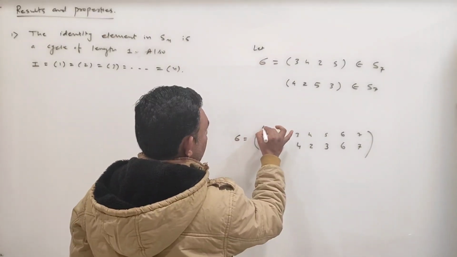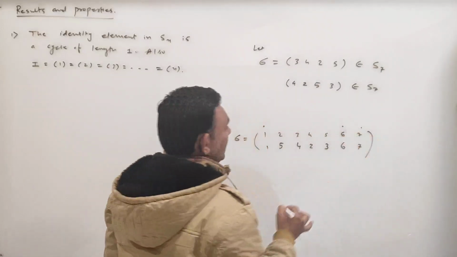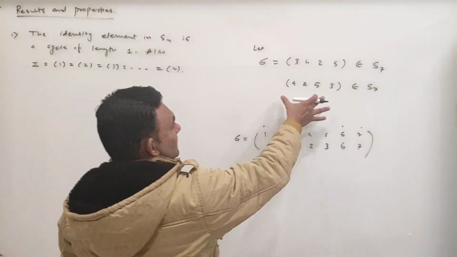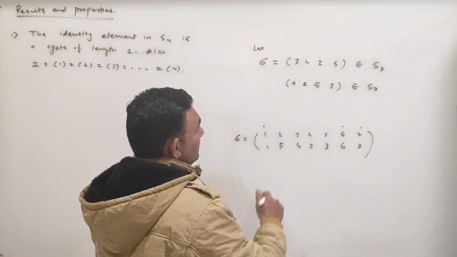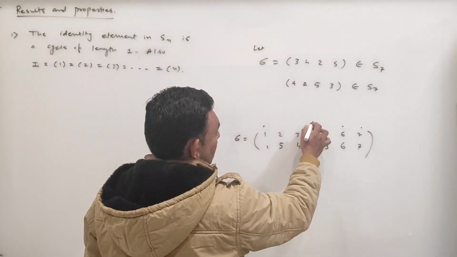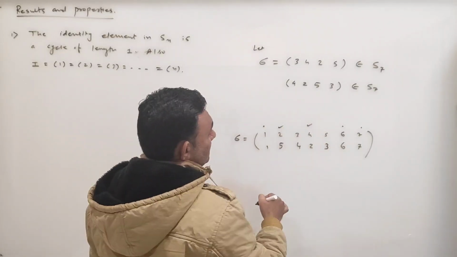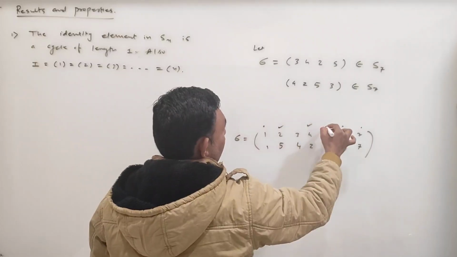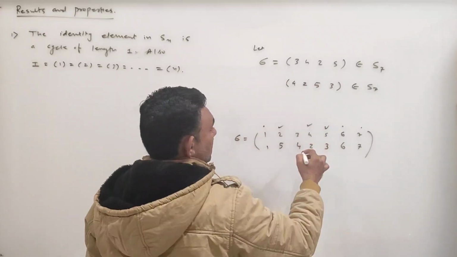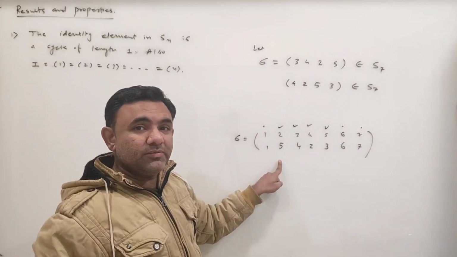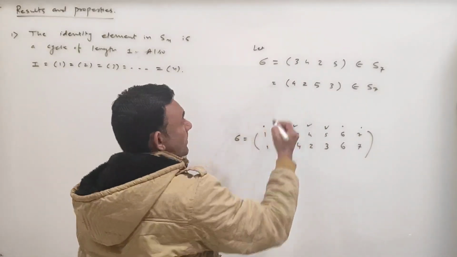So 1, 6 and 7 are invariant. Okay. And what does this cycle represent? Image of 4 is 2, yes. Image of 2 is 5, yes. Image of 5 is 3, yes. And image of 3 is 4, yes. So this cycle also represents the same permutation. So this is also sigma.